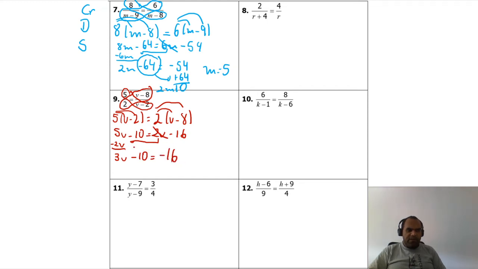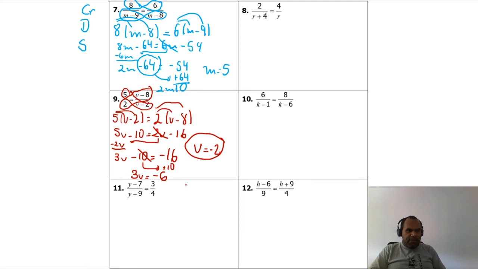Great. Right now I need to move this negative 10. What's the opposite for negative 10? It's positive 10. And goodbye you. Right now I have 3 v's equals negative 16 plus 10. It is negative 6. How many times 3 goes into negative 6? v equals negative 2. You got it, guys. It is very simple. Pretty simple. You'd work on this. Let's go next one here.